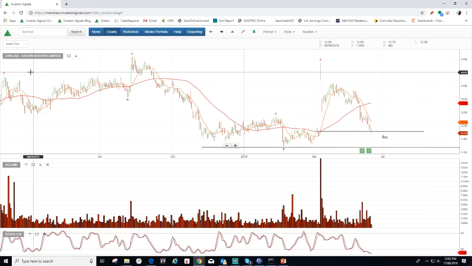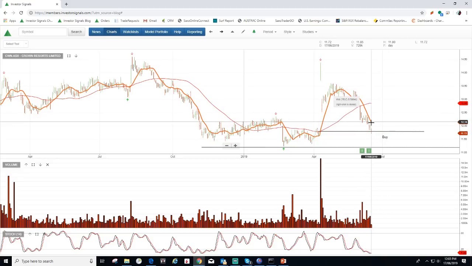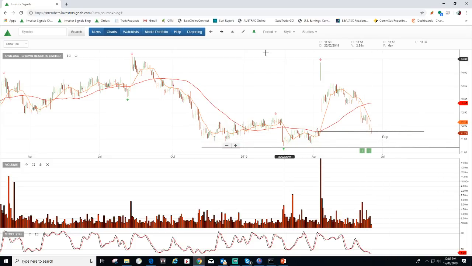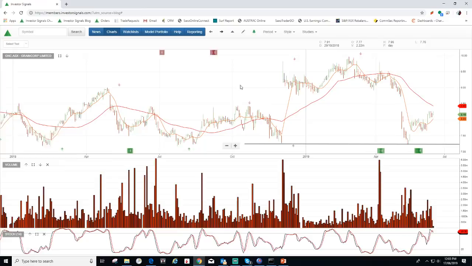And low interest rates and a slight improvement in housing sentiment should bode well for what Crown are developing at Barangaroo as well. So just keep an eye on this. Maybe again as a reference, you could look at this 10-day moving average and say, well, it's not until price crosses back above the 10-day moving average that that would be your entry point. But I suspect we're getting pretty close to where value investors start to come back into Crown. So I'd be keeping that one on your watch list.